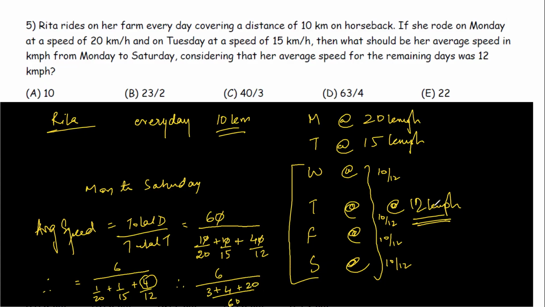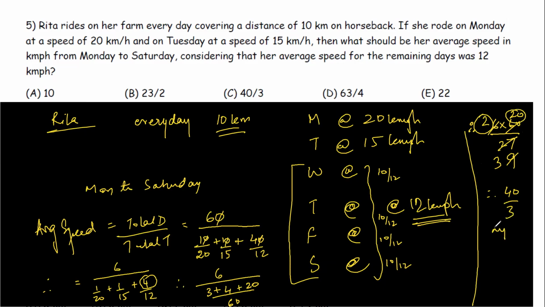And then I'll continue out here. Therefore, it will be 6 into 60 upon 27, right? 24 plus 3. So we got 3 20s are, 3 9s are, 3 2s are, 3 3s are. Therefore, we got 42 into 20, 40 over 3 kilometers per hour as the answer. C is the answer.